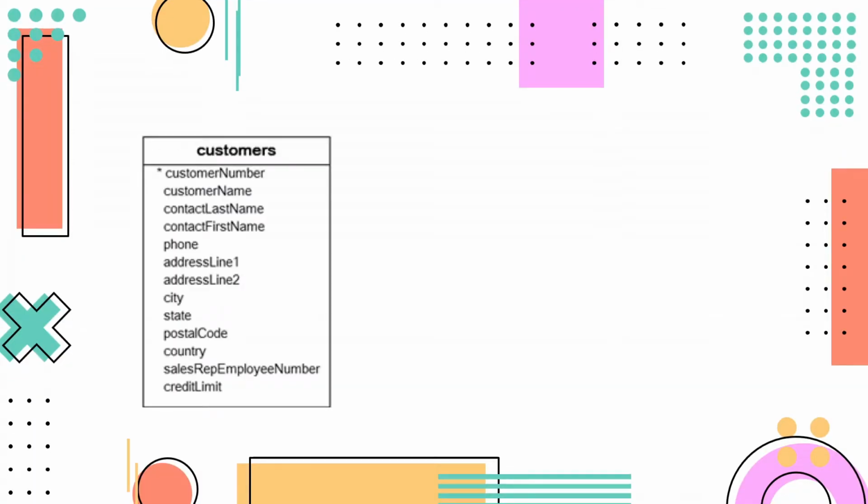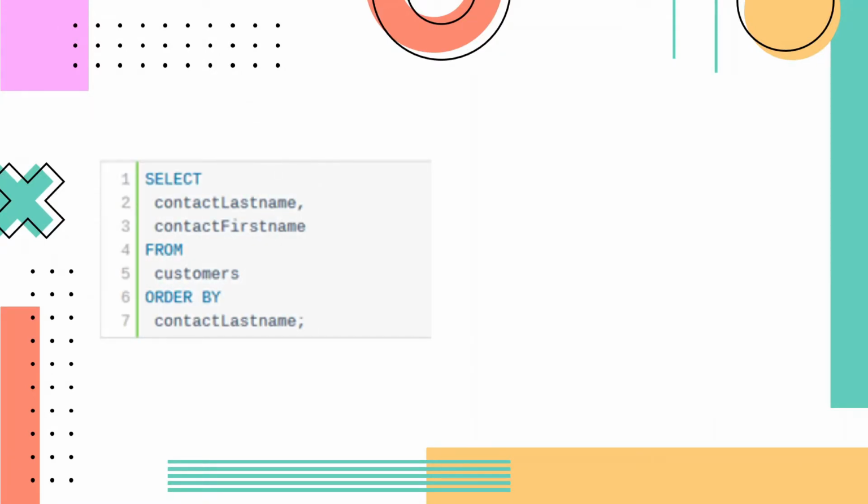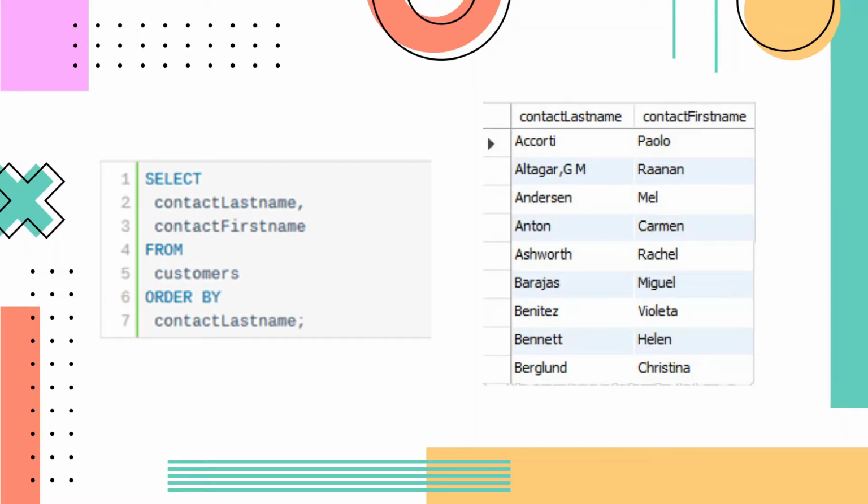For example, if we want to select contactLastName and contactFirstName from the customers table and then sort it by the last name, we can use the query select contactLastName, contactFirstName from customers order by contactLastName. And we will get the result as shown on the right side. A table that contains two columns, contactLastName and contactFirstName, and the result set is ordered by contactLastName in ascending order, that is alphabetically from A to Z.